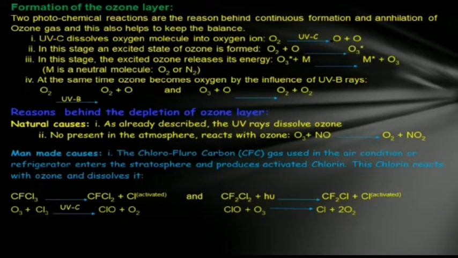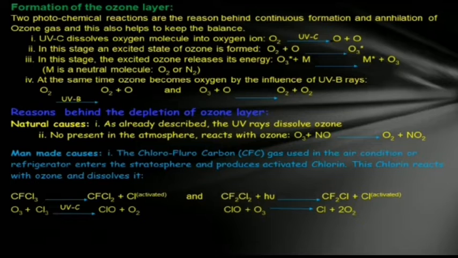UV-C dissociates the oxygen molecule into oxygen atoms: O2 reacted with UV-C gives O plus O. In this stage, an excited state of ozone is formed: O2 plus O gives O3. In the third stage, the excited ozone releases its energy: O3 plus M gives M plus O3.